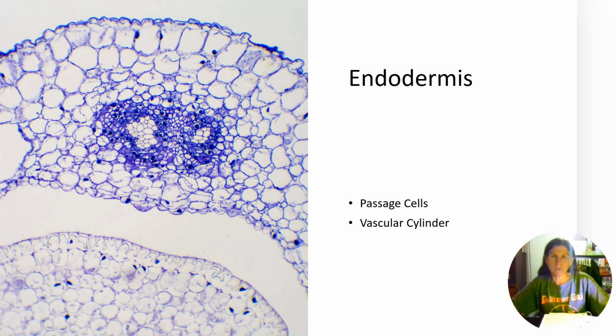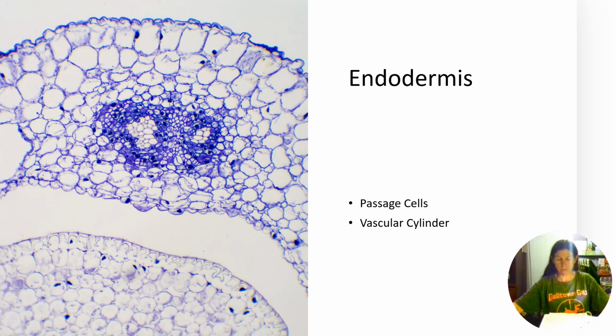So endodermis is in the roots. It's not typically in the cells, and there are only actually 3 plants that are known that do not have endodermis in the roots. I mean, there are millions of plants in the world, so only 3 that are known. That's a pretty amazing fact right there.